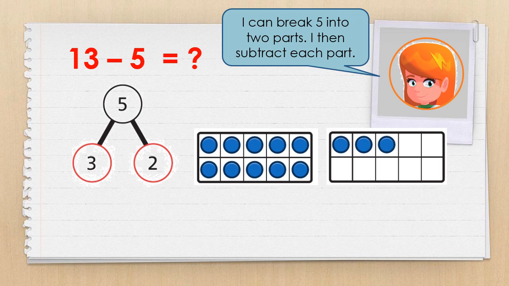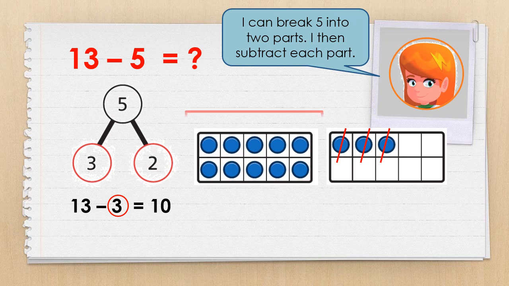So, our starting number is 13. Hence, 13 counters. Here, children, we have to reach 10 first. And in order to do that, we have to take away 3 to reach 10, right? Like so. That is why 3 is used as the part of 5. And since we know that 3 and 2 makes 5, 2 is the other part. And to show this on a number sentence, we say 13 minus 3 equals 10.